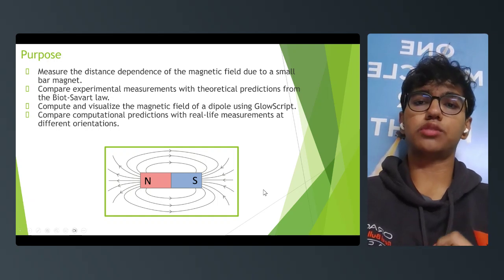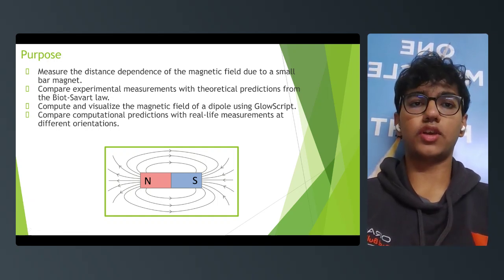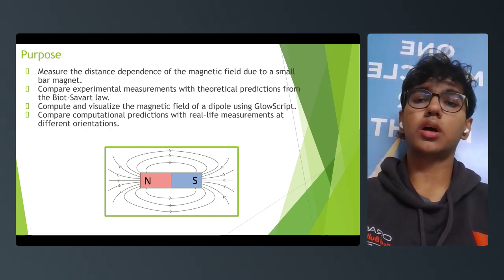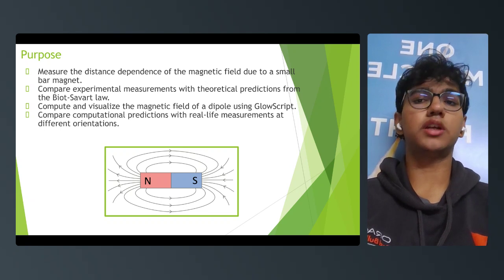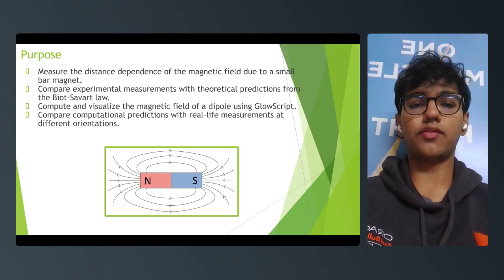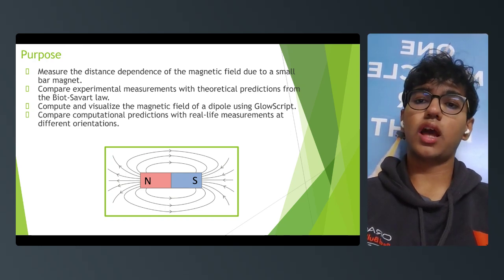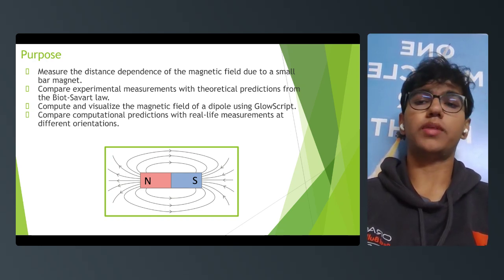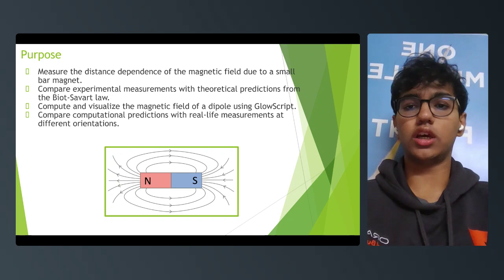The purpose of this lab was to measure the distance dependence of the magnetic field due to a small bar magnet, comparing these experimental measurements with theoretical predictions from the Biot-Savart law. Then, to compute and visualize the magnetic field of a dipole using GlowScript, and to compare computational predictions with real-life measurements that we took earlier at different orientations.